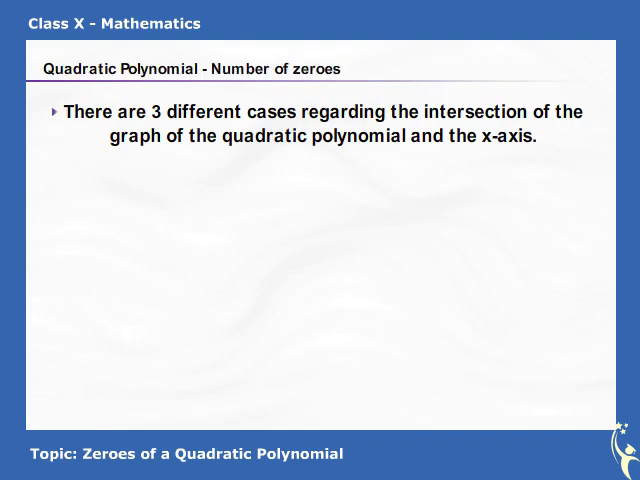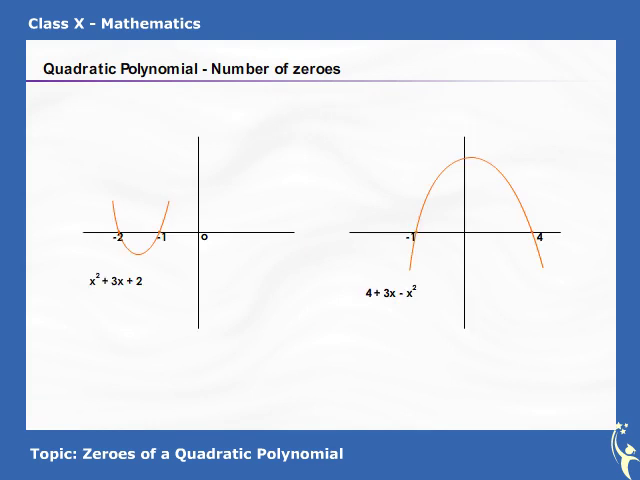There are three different cases regarding the intersection of the graph of the quadratic polynomial and the x-axis. The curve intersects the x-axis at two distinct points. The quadratic polynomial has two zeros. The curve intersects the x-axis at exactly one point. The quadratic polynomial has only one zero. The curve does not intersect the x-axis at any point. The quadratic polynomial has no zero.